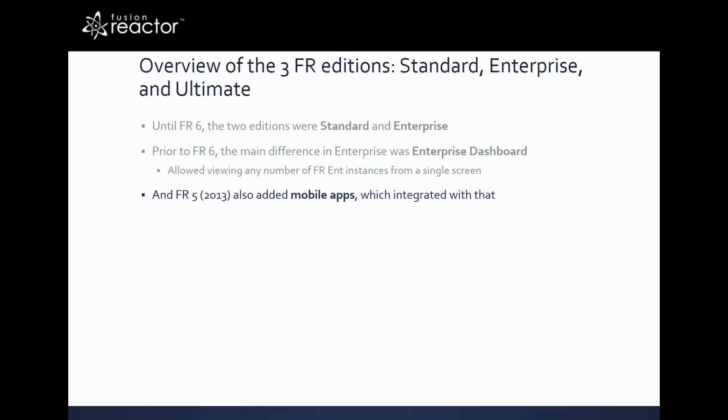So if you get Enterprise, you get the dashboard and you get these mobile apps, and the mobile apps look at the dashboard, and that's interesting. And then FusionReactor 6 has added still more features to Enterprise. I'm going to show you in a moment what those features now are. So I'm trying to say that if you're going to move from Standard to Ultimate, you're going to get Enterprise in the bargain, and it used to just be that what you got was the dashboard and the mobile apps, but now you're getting still more. So I want you to appreciate that there's more to Enterprise than maybe you realized.